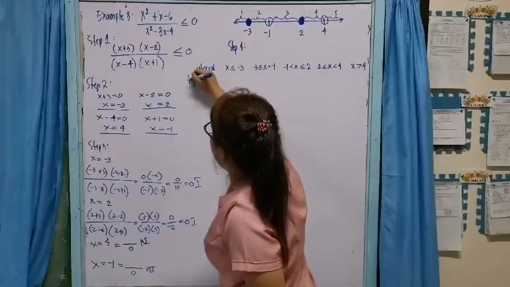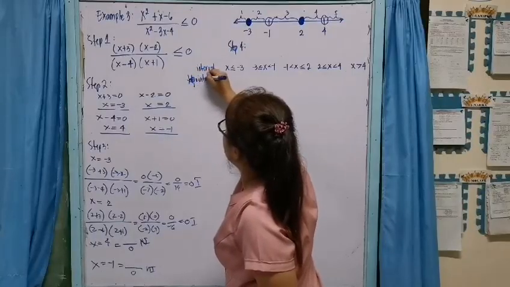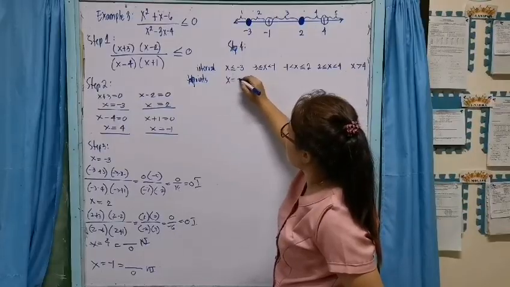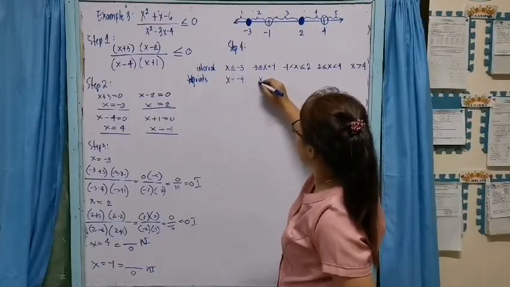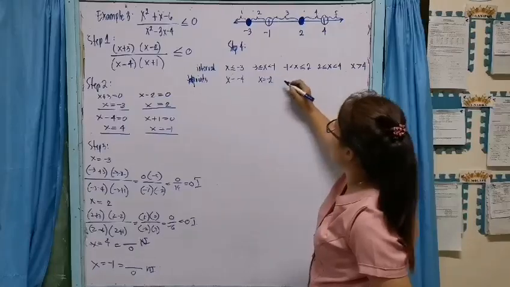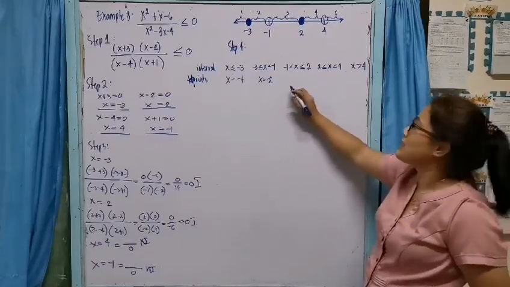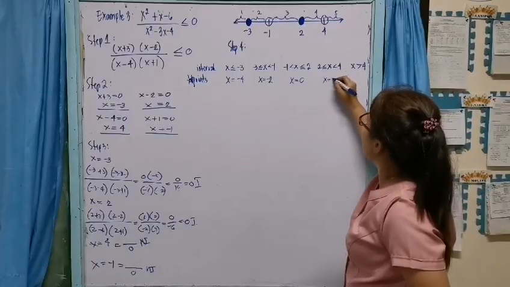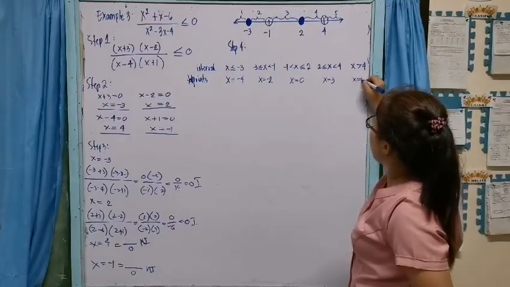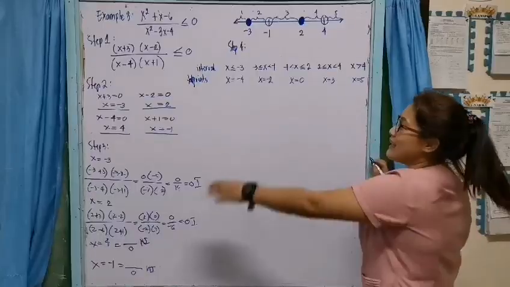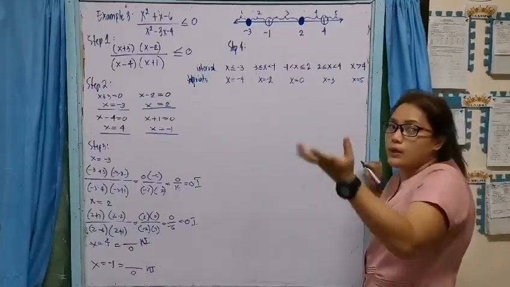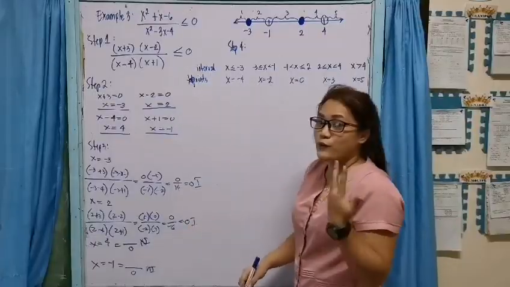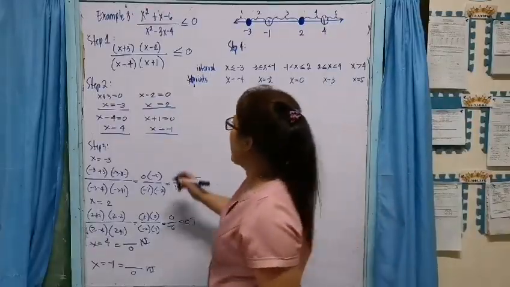Now let's have the test points. We can use here x equals negative 4, then x equals negative 2. We can use here 0. We can use here 3. And we can use here 5. Again, it's up to you what number you're going to use. And since there are 4 factors, we will use four.